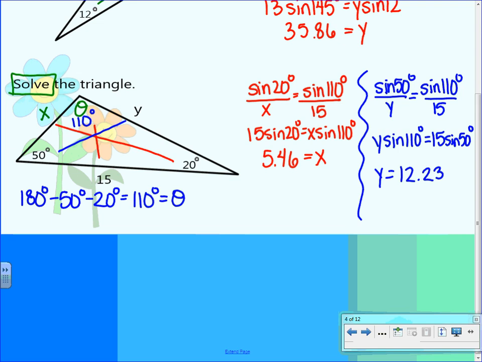And then one kind of interesting thing to check, if you remember a property from geometry, it said that in any triangle, the largest angle is opposite your longest side, and the smallest angle is opposite the shortest side. So you can double check that here. 110 is the biggest angle, 15 is the longest side, 50 is the next largest angle, 12.23 is the middle length side, and then 5.46 and 20 are my smallest angle and smallest side, which are opposite one another. So that's kind of a nice, easy way to check. At least make sure your triangle makes sense and your calculations are reasonable for the problem.